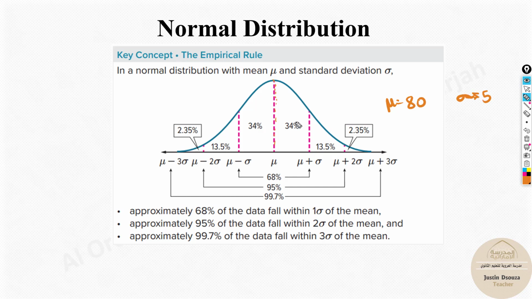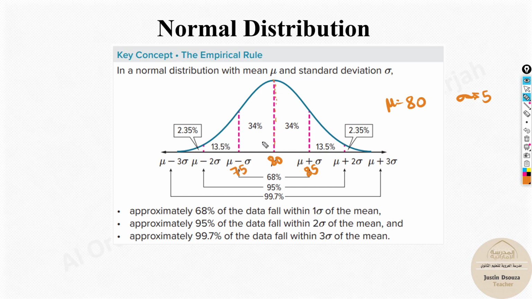The majority of the people will be at the mean, the symbol over here, 80, right? Now, if you add one standard deviation, this is going to be 85. And if you subtract one standard deviation, it's going to be 75. So what it says is that 68% of the people would have scored within this range. It makes sense: 75 to 85.